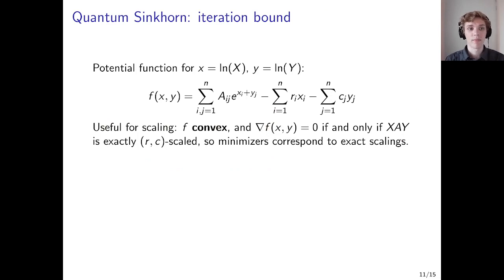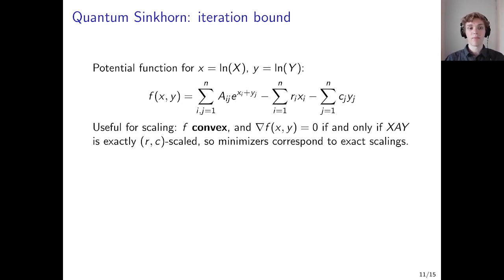So let's get to the iteration bound. What you would do classically is the following. You would look at not x and y themselves, but at their logarithms instead, because this is slightly easier to work with. Then we have the following potential function, f of x, y, where x and y are now just vectors of length n in R^n. I have a weighted sum of my matrix entries, weighted by exponential of x_i plus y_j, and then I subtract an inner product of r with x and the inner product of c with y. Now, why is this useful? This function is convex in x and y, and its gradient is zero if and only if the matrix xAy is exactly RC scaled. So minimizers correspond to exact scalings for this potential. So that already gives a hint as to why this is useful.